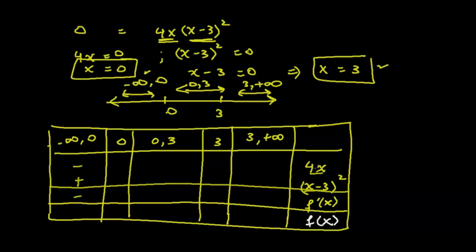At 0, when we sub in 0 here, 4 times 0 is 0. When we put 0 here, we get a positive answer. 0 multiplied by anything is a 0.